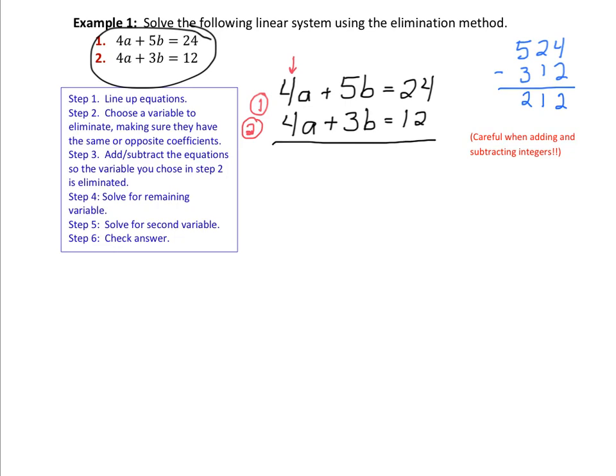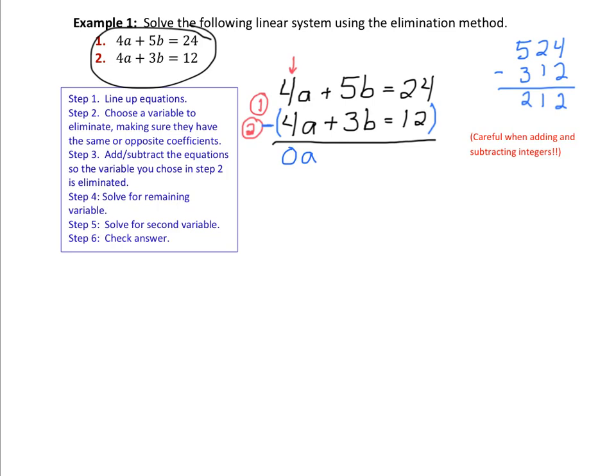Step 3 is going to be to either add or subtract the equations so that we can eliminate the a variable. So what you do in step 3 is you put the second equation in brackets, and then you decide whether you need to add or subtract. Now we're going to need to subtract these two equations, so we'll put a subtraction sign there, because 4a minus positive 4a is just going to equal 0a.